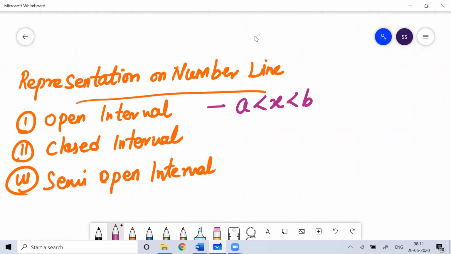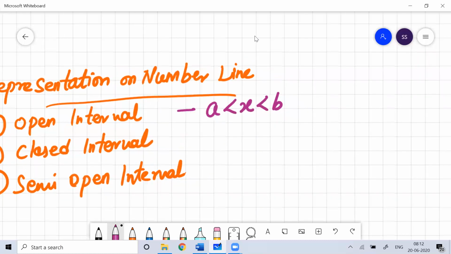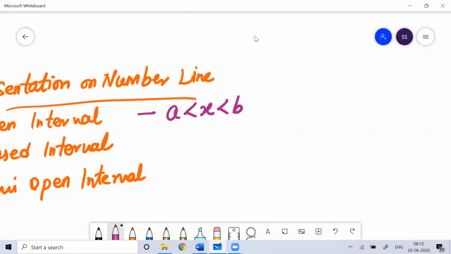So when we talk about an open interval, for example, there's a variable called x. Suppose I'm talking about a variable called x, and that x is greater than a, but that x is less than b. Okay, so the same thing, if I have to write it in the form of set representation, how will I write it? I'll write that x is an element from A to B.